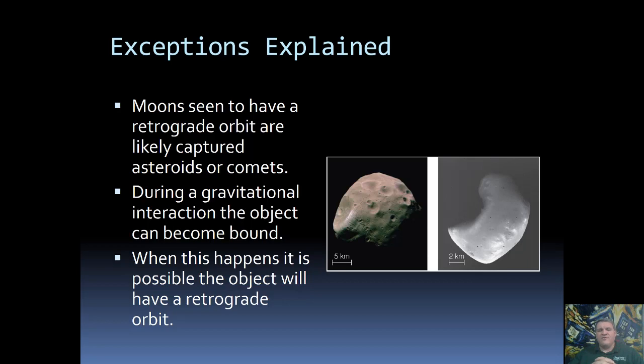Our best explanation for retrograde orbits of moons is capture. That these were actually asteroids or comets that got too close to the planet and got captured by the planet's gravity, turning them into moons.